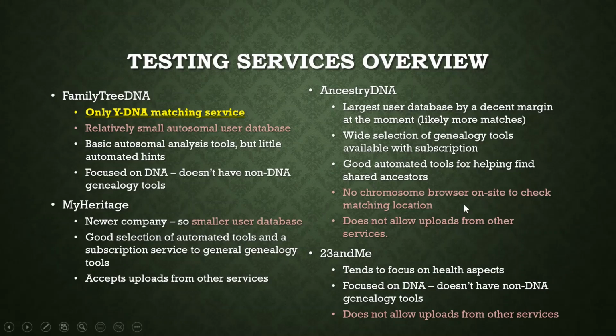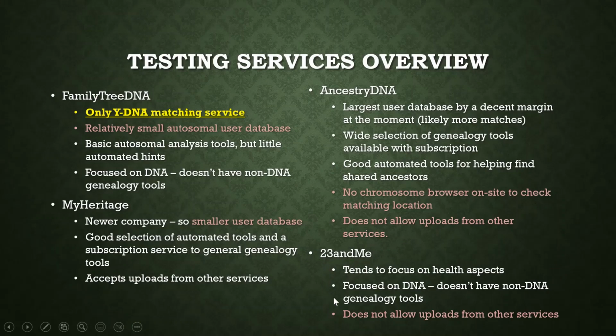But it does make it harder to validate that a match comes from a specific branch of your family. They tend to get around that by having such a large user database that just by sheer numbers, you can often assume where a match comes from because you've got so many matches from that branch of your family instead.